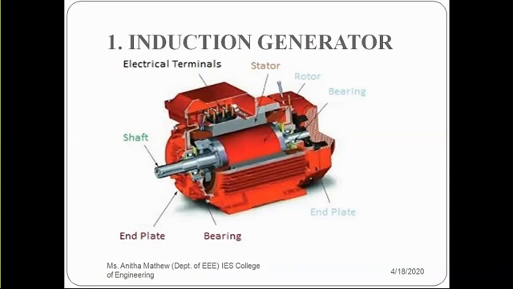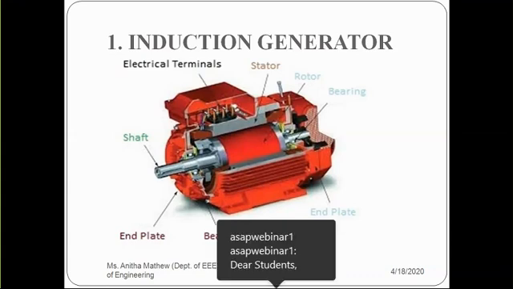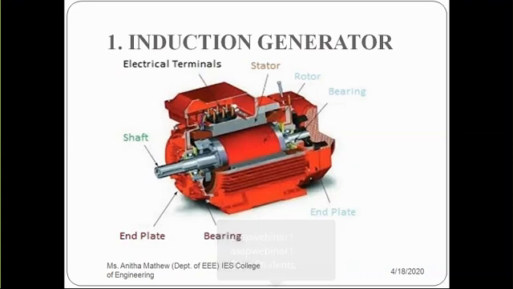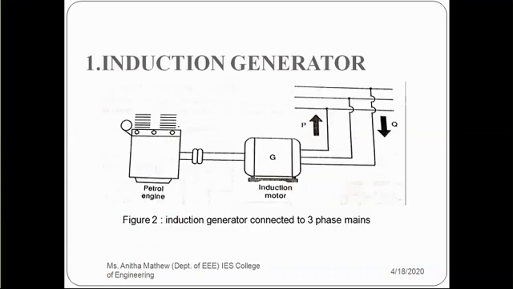We can see here the parts. There is a shaft. We are connecting any prime mover to the shaft, and this prime mover rotates the rotor to a speed above synchronous speed. That is, the stator is connected to three-phase supply as in the induction motor, and the rotor is connected to a prime mover. You can see the circuit, a basic diagram for this induction machine.